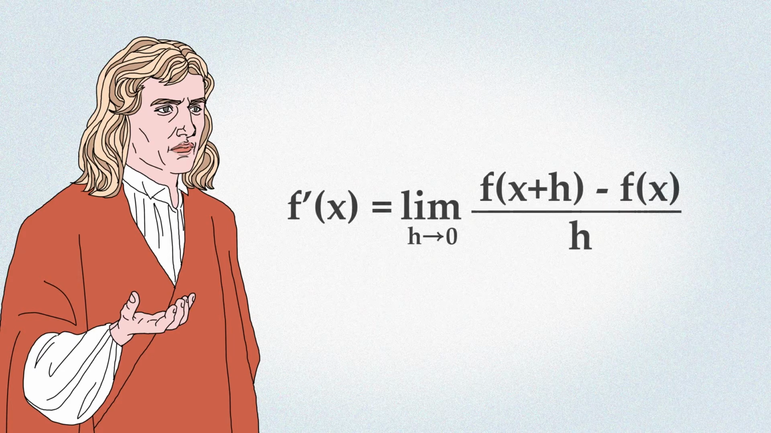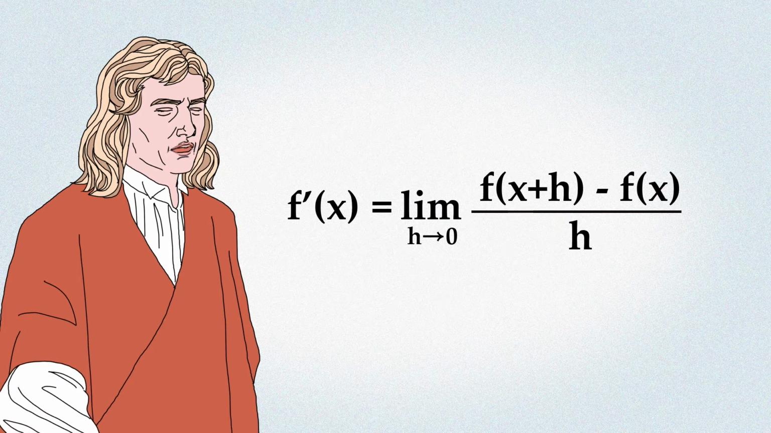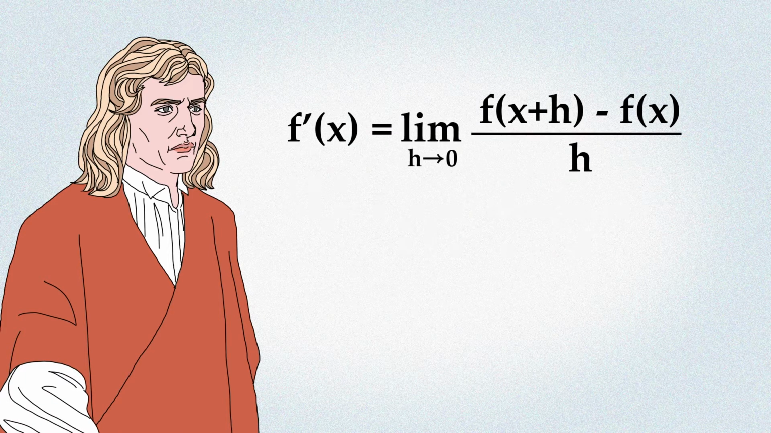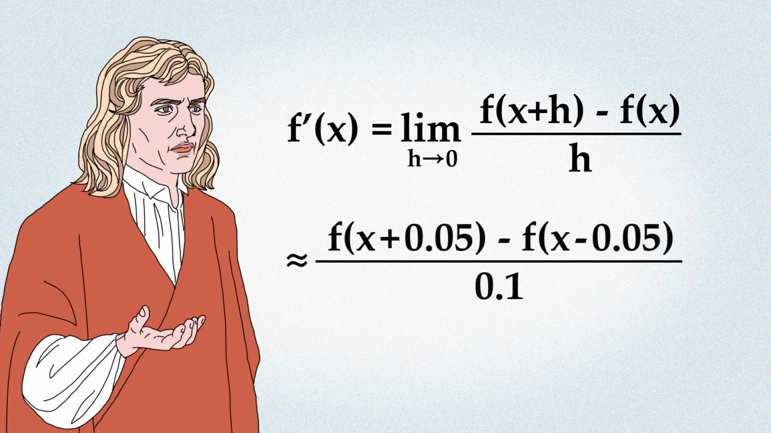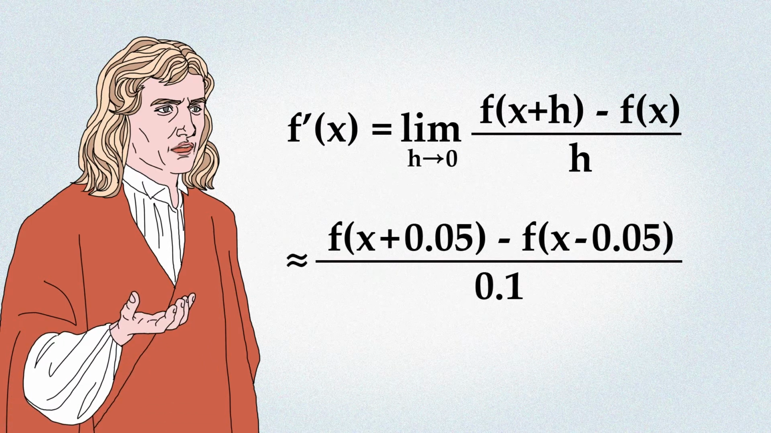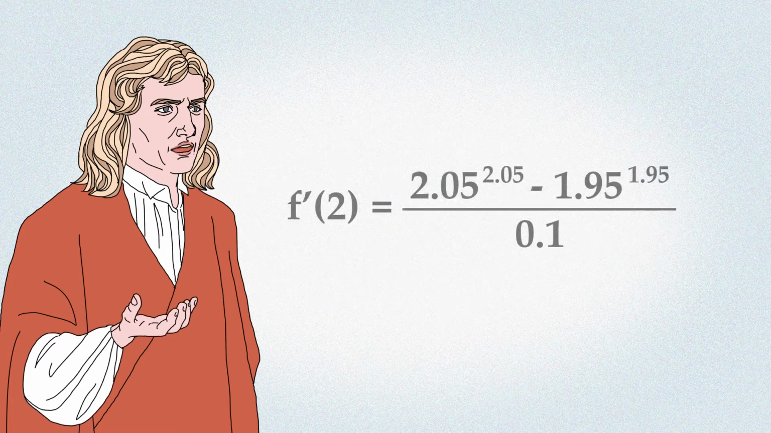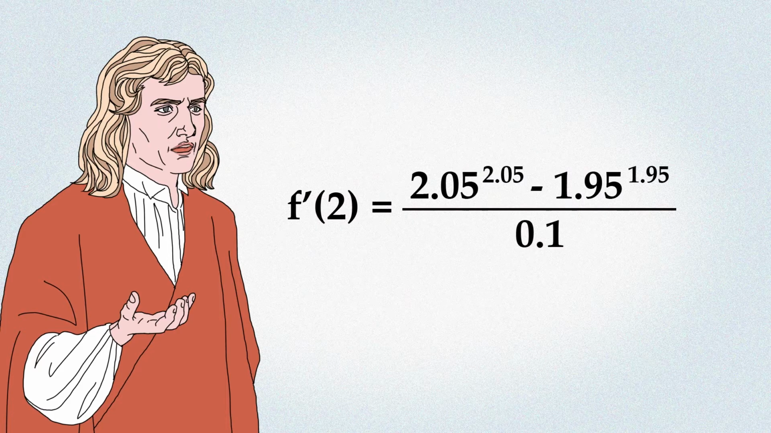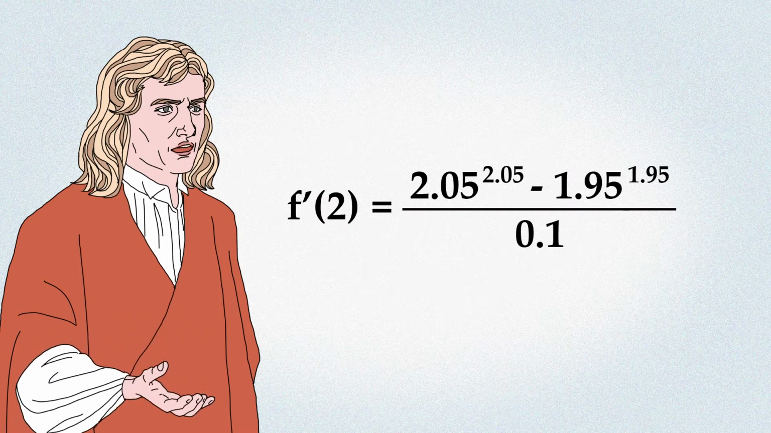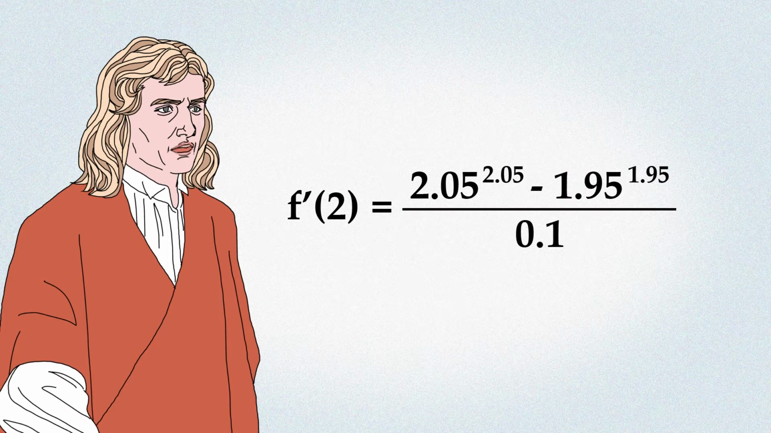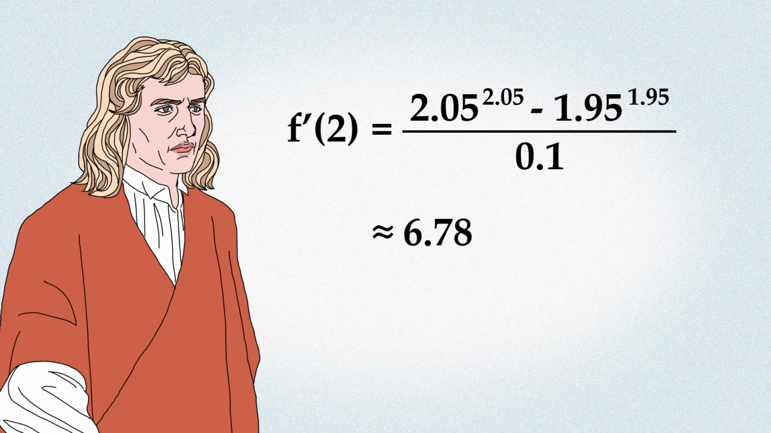f prime of x equals the limit as h tends to 0 of (f(x plus h) minus f(x)) divided by h, which is approximately equal to (f(x plus 0.05) minus f(x minus 0.05)) over 0.1. f prime of 2 equals (2.05 to the power 2.05 minus 1.95 to the power 1.95) over 0.1, which is approximately equal to 6.78.